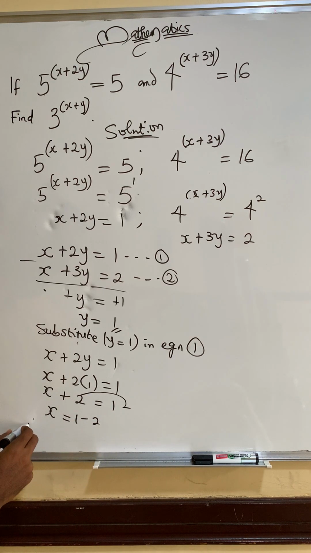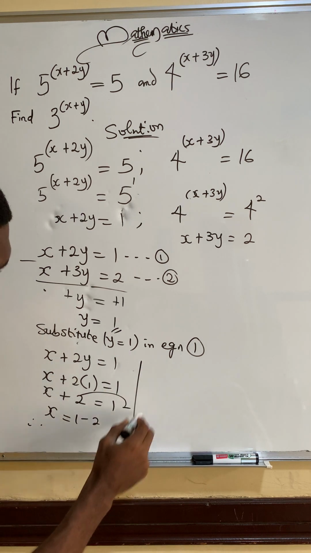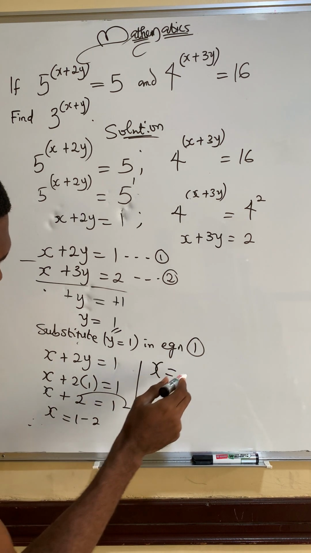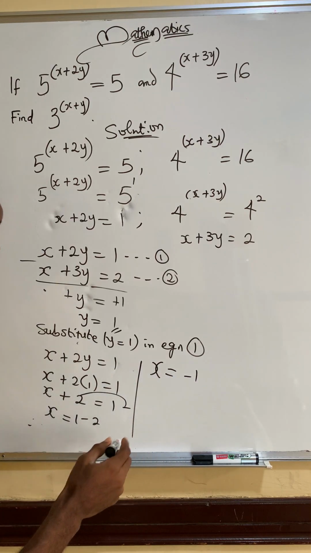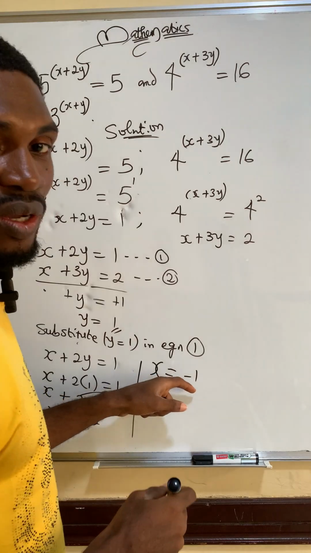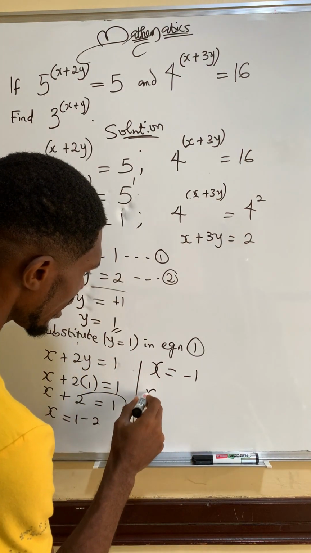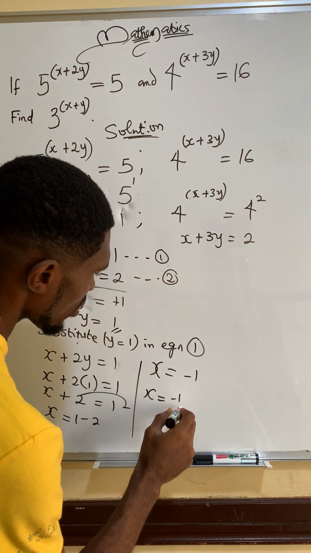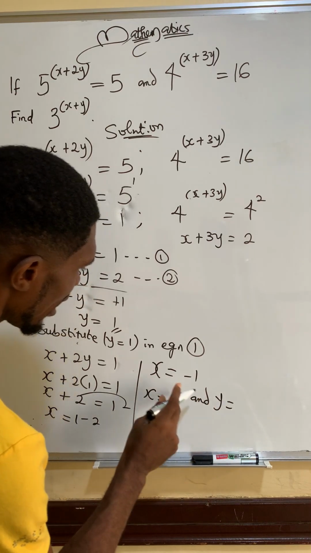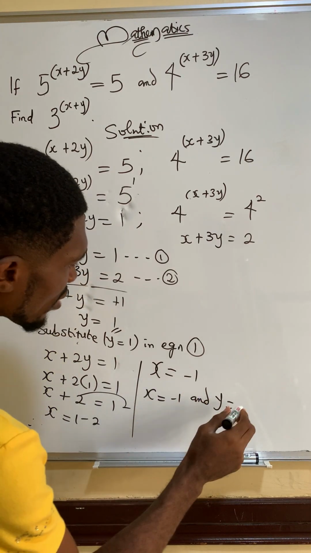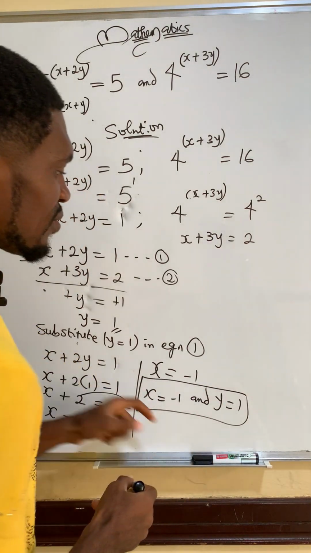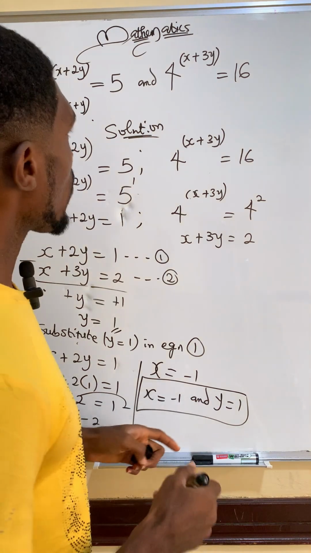So therefore, our x is equal to 1 minus 2, which is what? Minus 1. So our y is 1, and our x is minus 1. Our x is equal to minus 1, of course, and y is equal to 1. So this is the value of our x and this is the value of our y.